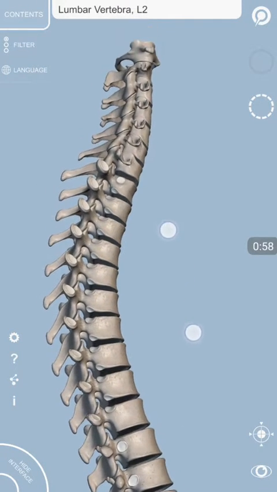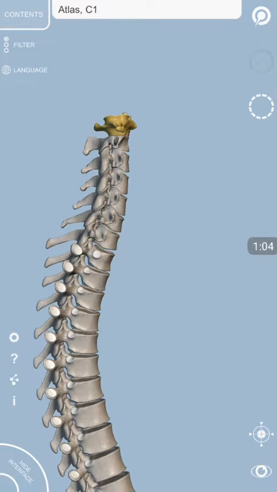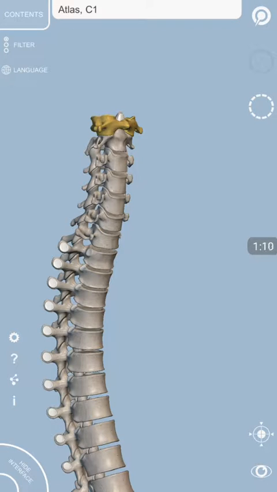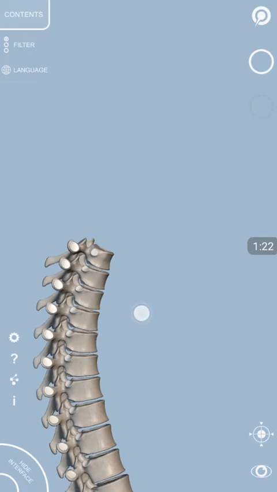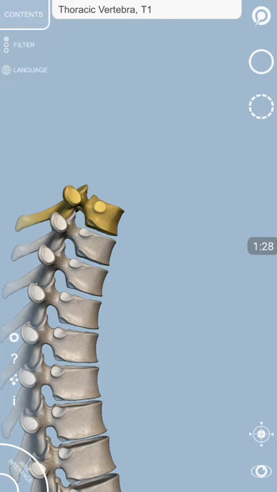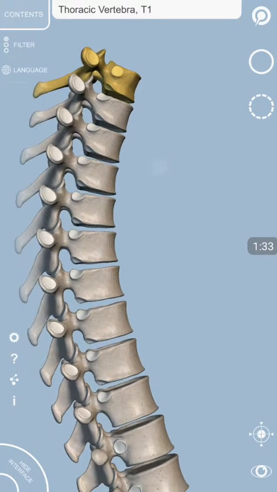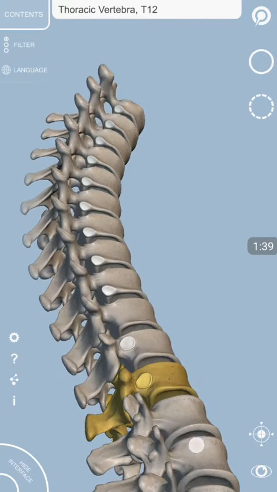So just to focus on the thoracic vertebra, I would rather remove these cervical vertebrae, so we can concentrate on the thoracic vertebra. Here I'm removing these vertebrae. This one was C7. Now this is the first thoracic vertebra. Here we can see this first thoracic vertebra is an atypical vertebra. First thoracic, and then T10, T11, and T12.